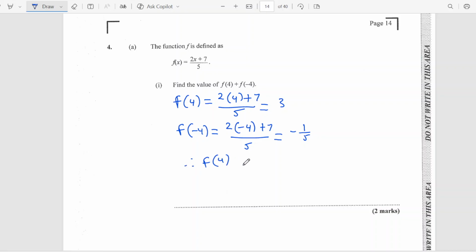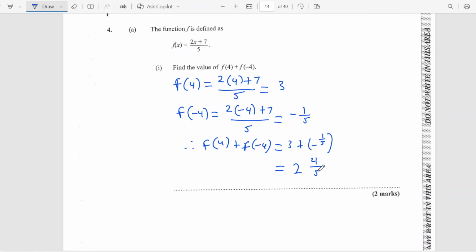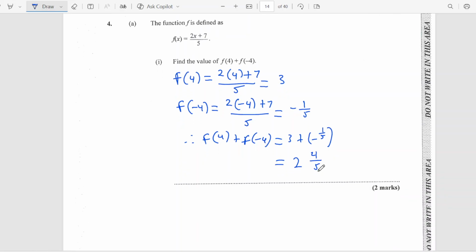Therefore, f of 4 plus f of negative 4 is equal to 3 plus negative 1/5, which is 2 4/5. Oh, that one is 14 over 5. 5 2s are 10 and 4 is 14. Okay, right. So 2 4/5, or 14 over 5, or 2.8.